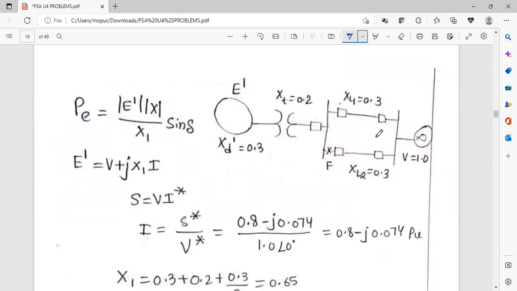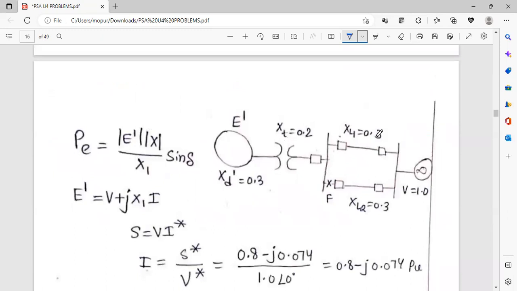Now let us see. Let me recall the formulas related to this equal area criteria. Equal area criteria works on the power angle equation. What is the power angle equation? Power angle equation is PE equals Pmax into sin theta. Now this Pmax is actually E' into V, divided by X. This is V.